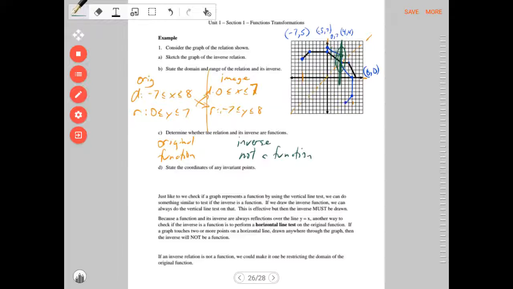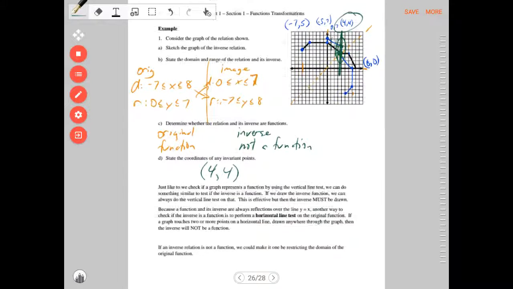Okay? Now, state the coordinates of any invariant points. Wow, I kind of messed that up, but we talked about it earlier. It was the point that was right here. That was the point 4, 4. Okay? And that's actually on that dotted x equals y line that's the mirror.